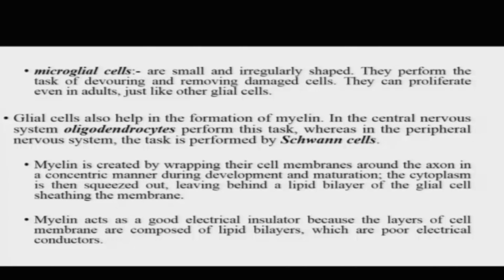tissue. Now, a very important function of the glial cells is their help in the formation of myelin. We have seen that myelin is very important because it aids neuronal communication by making it faster and resistant to voltage loss. So, how these glial cells help in the creation of myelin is that there are two kinds of these cells: oligodendrocytes, which perform this task in the central nervous system, the brain and the spinal cord, and then there are Schwann cells, which perform this task in the peripheral nervous system.